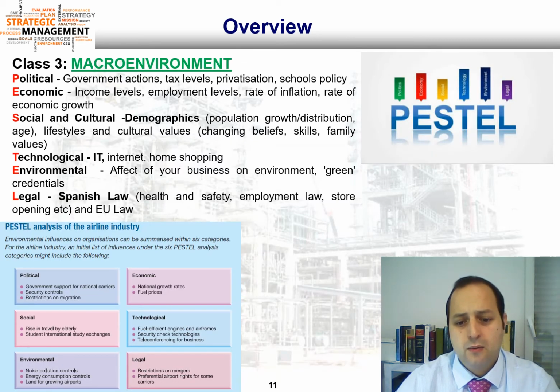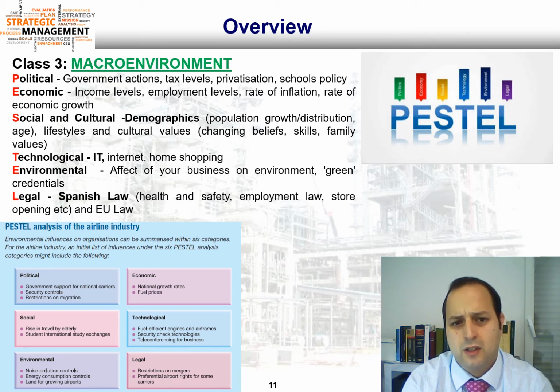In class 3, we started speaking about the further layer of the business environment, which is the macro environment. The macro environment is formed by 6 different factors which a company itself cannot control, and the best tool to analyze the macro environment is the PESEL analysis tool, which is formed by 6 different factors: political factors, economic factors, social and cultural factors, technological factors, environmental factors, and legal factors.